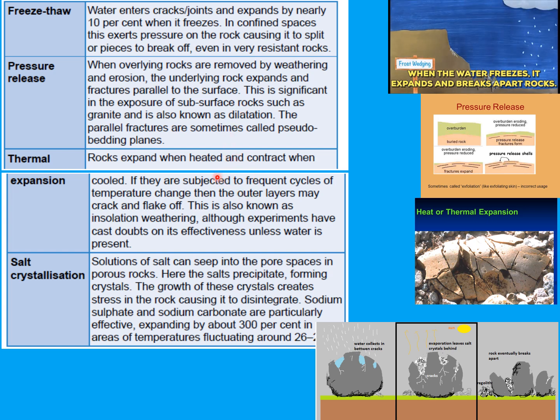Thermal expansion is where the outer layers of a rock heat up and cool down differently to the rock within, and therefore you get this separation of rock. That can be granular, it can be in layers, like onion skin, which we sometimes call exfoliation.